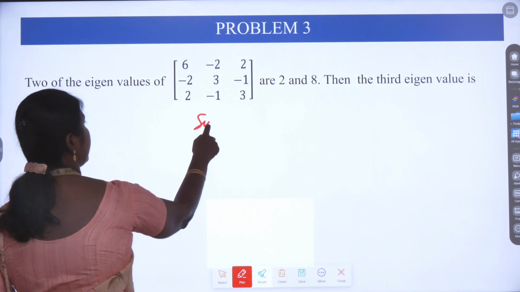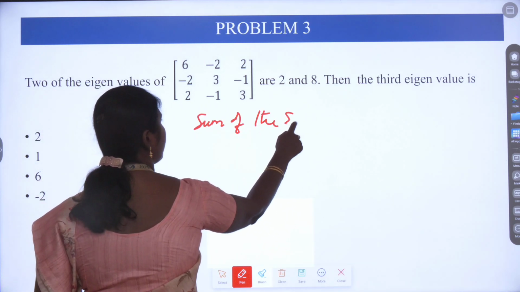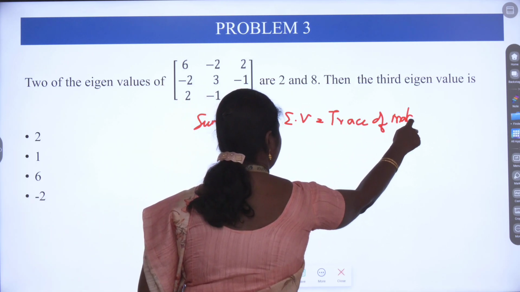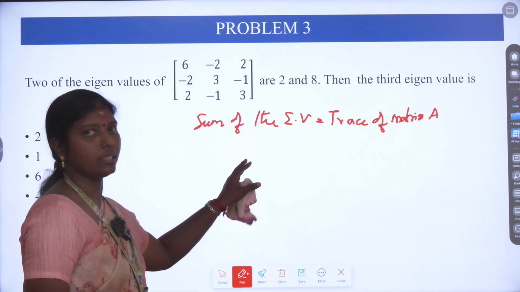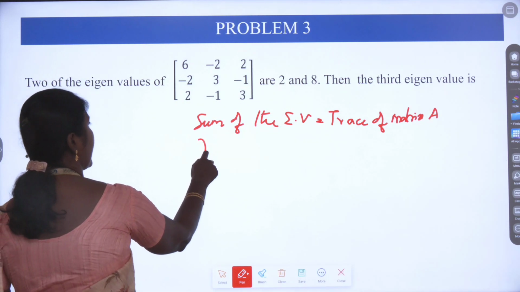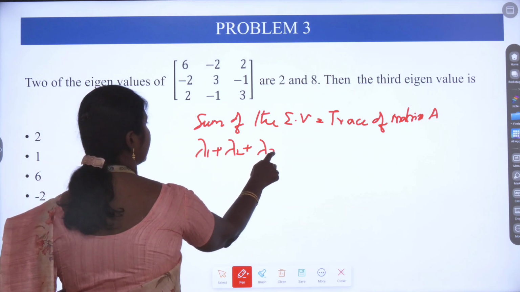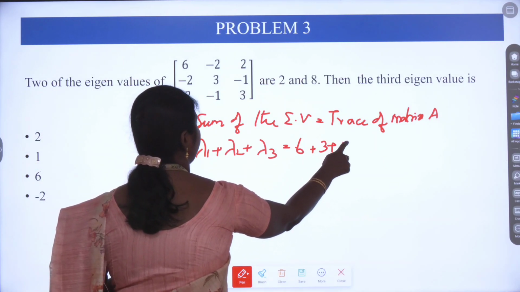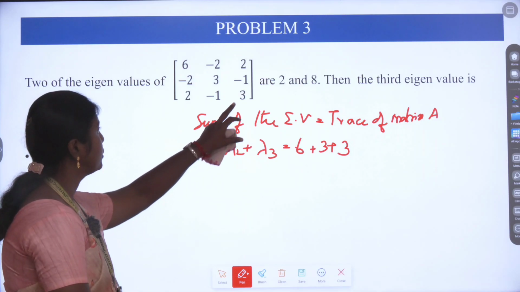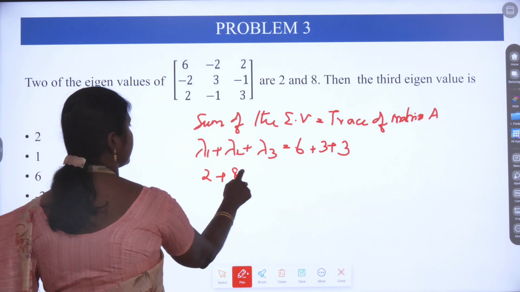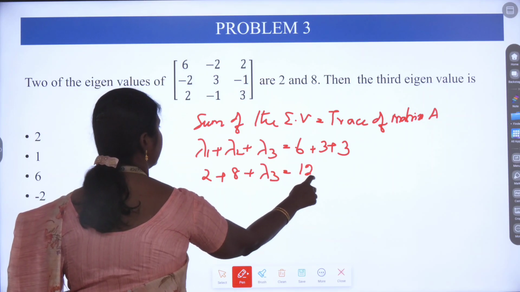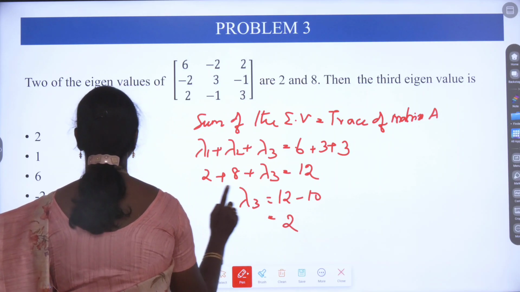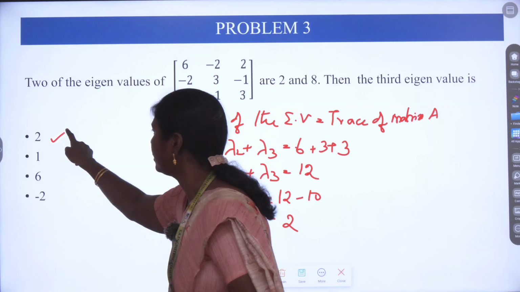So now the sum of the eigenvalues is equal to the trace of the matrix A. This is your condition. So the sum of the eigenvalues, lambda 1 plus lambda 2 plus lambda 3, equals the trace of the given matrix, 6 plus 3 plus 3. The first two eigenvalues are given, 2 and 8, so 2 plus 8 plus lambda 3 is equal to 12. So lambda 3 equals 12 minus 10, that is equal to 2. So the third eigenvalue is lambda 3 equal to 2.